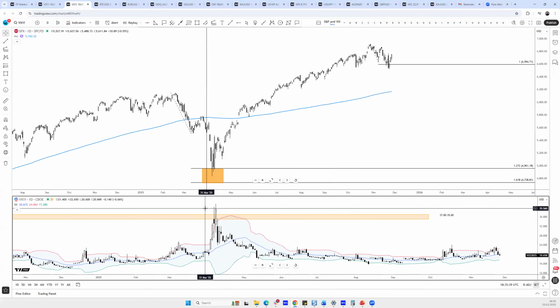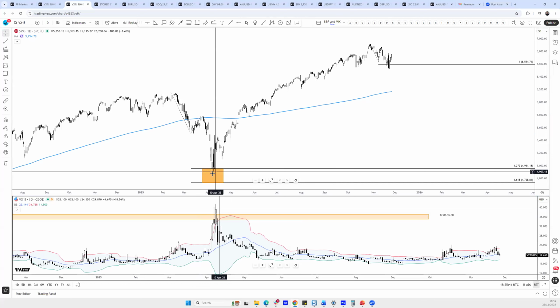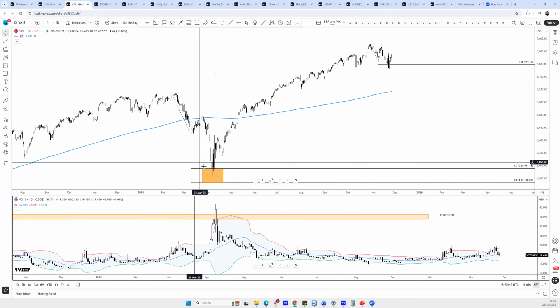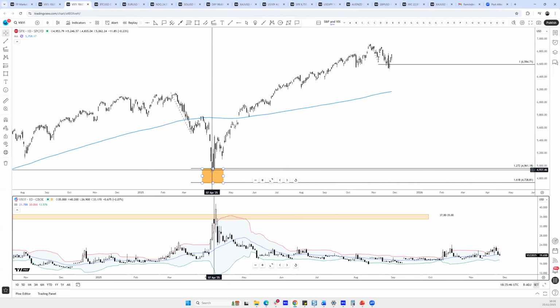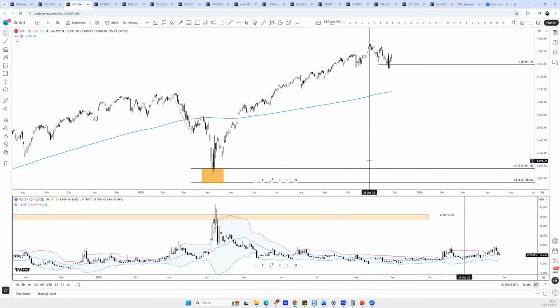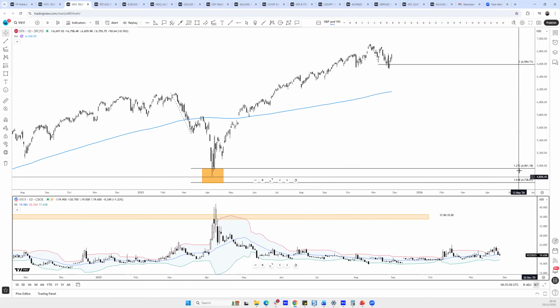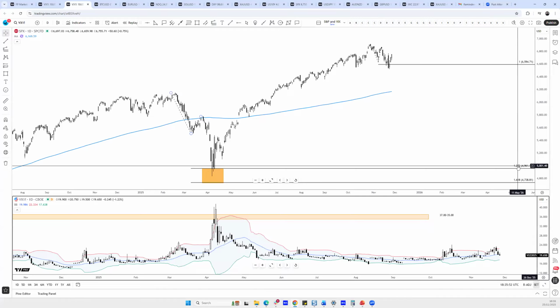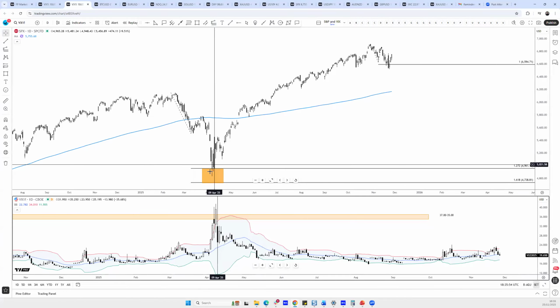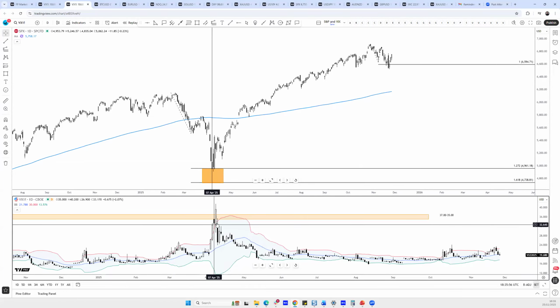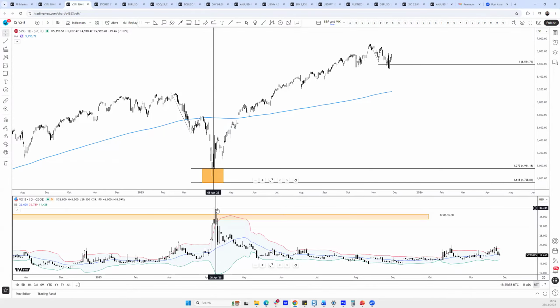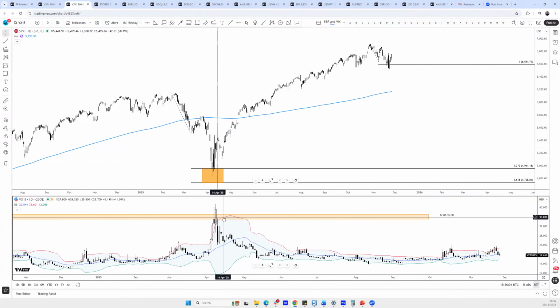So at the same point, we have the S&P 500 on the upper chart testing that alternate AB equals CD pattern of support between the 1.618% and the 1.272% Fibonacci projection ratios. At the same time, we have the VIX really pushing to the upside beyond that Bollinger Band.